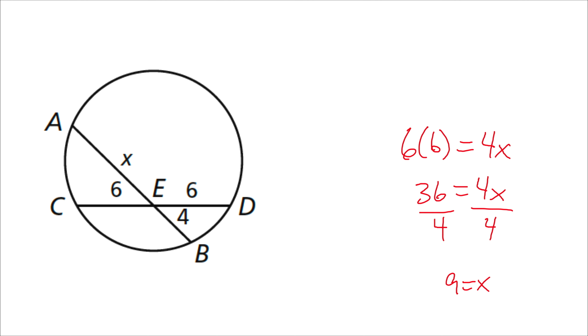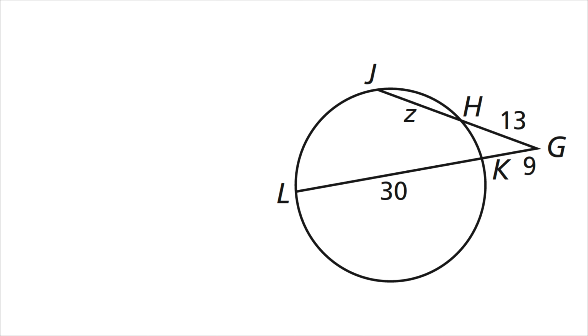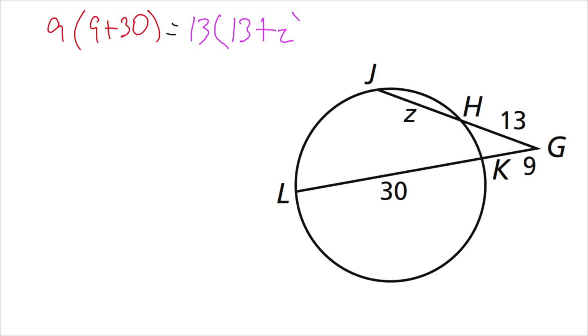All right, so there's our first one. Now let's try this one. So this is two intersecting secants. So remember, the rule is the exterior. So I'm going to start with the bottom one, 9 times the sum. You know what? I'm going to give myself more space. 9 times the sum of the entire length. So that is 9 plus 30 is going to be equal to 13, the exterior part, times the sum, which is 13 plus z.